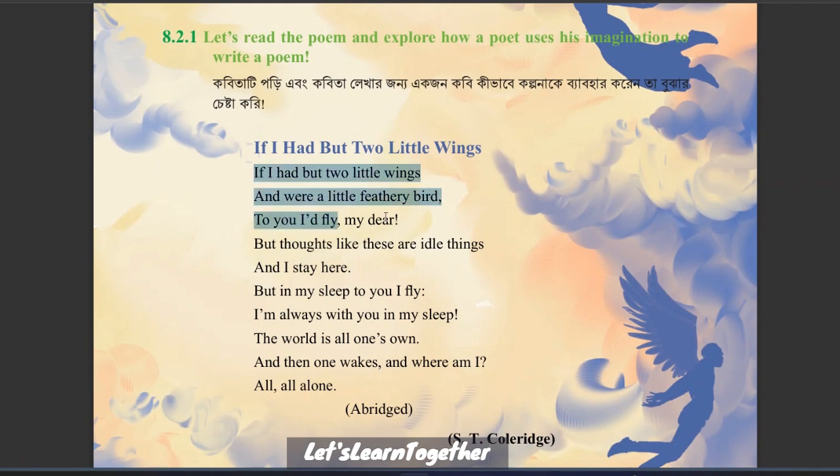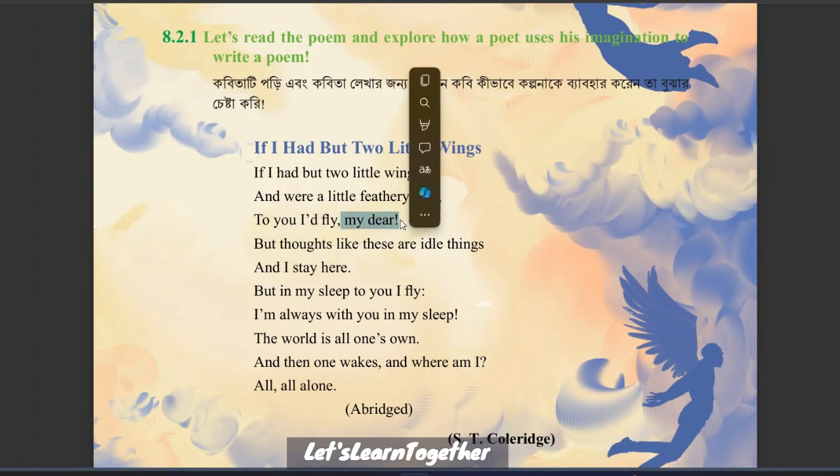Look, this part of the poem, after reading this, you can understand that the poet is expressing a wish of his mind that if he had feathers like a bird, then he would fly to someone whom he is calling my dear. That means he has a dear one, a close person to whom he wants to go, but it's not really possible to go there in real life. So he's saying that if he had feathers, then he would fly to that person like a bird.